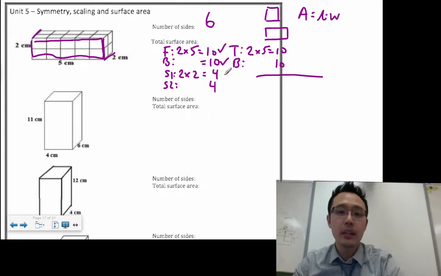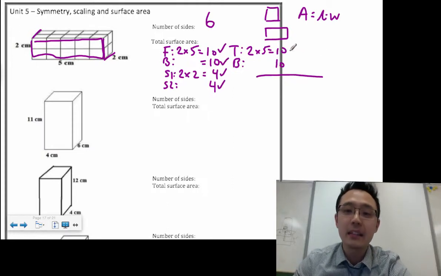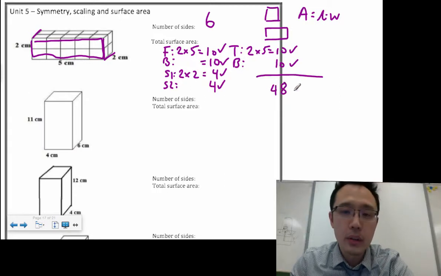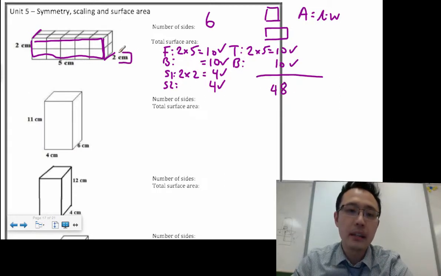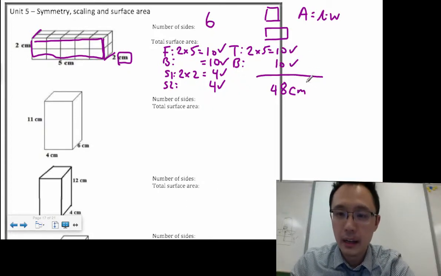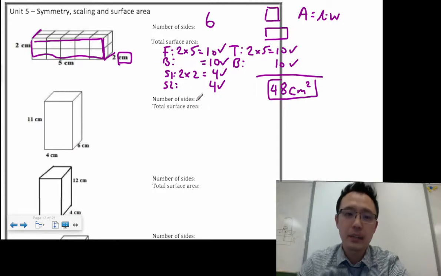10 plus 10 is 20, plus 4, that's 24, plus another 2 sides of 4, that's going to be 48. Don't forget your units, because 48 doesn't mean anything until you put 48 centimeters, and since we're talking about area, it's square. That's your answer.